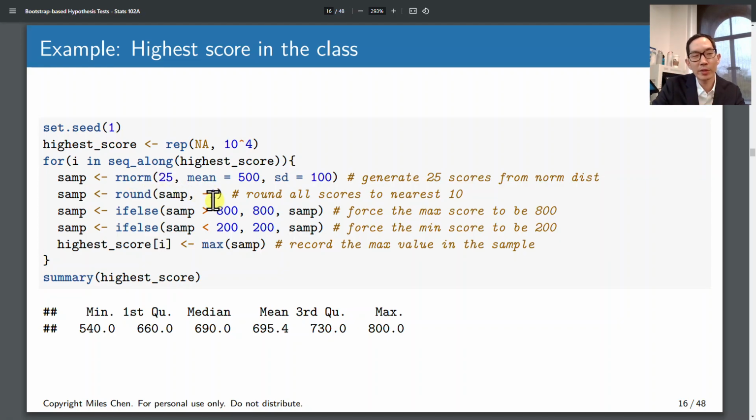I round them off to the nearest 10. I set the max to 800, the min to 200. And then from my sample, I ask, what is my maximum value? I record that as my highest score, and I do this 10,000 times. So I'm going to get 10,000 simulated classrooms of 25 students, and for each one I ask, who got the highest score? No surprise, the highest value I sometimes get is 800. The median highest score is around 690, and the minimum is 540.